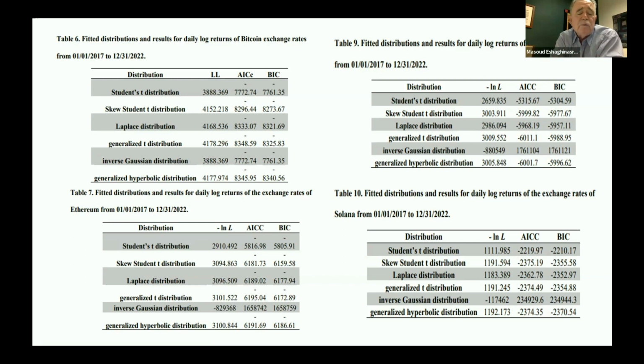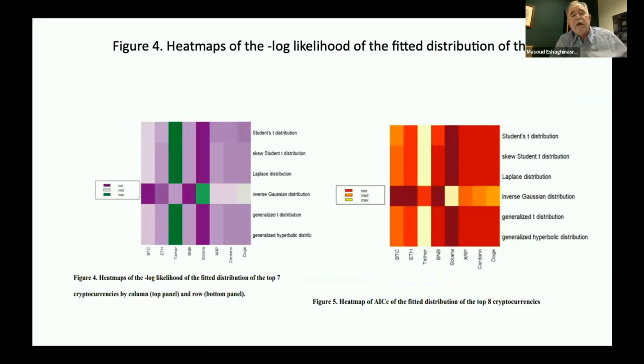The likelihood must be maximum, and AIC and BIC must be lowest. For any coin, I put an example there. After that, I moved on to find a better fit. You find a heat map for, for example, log likelihood.